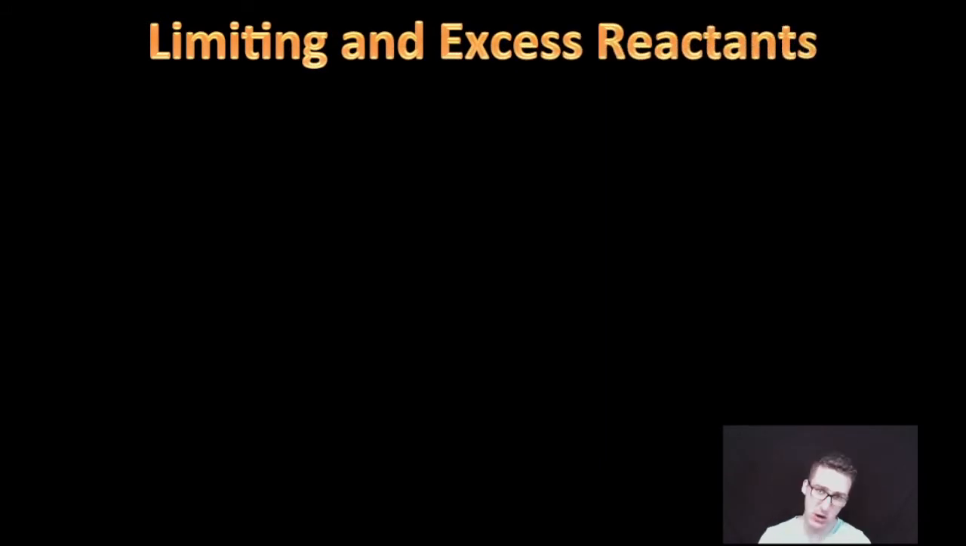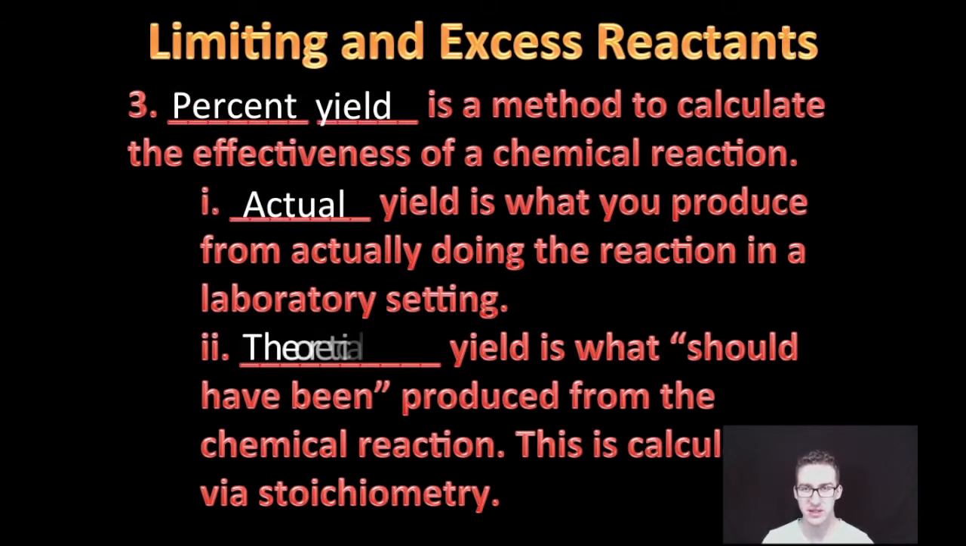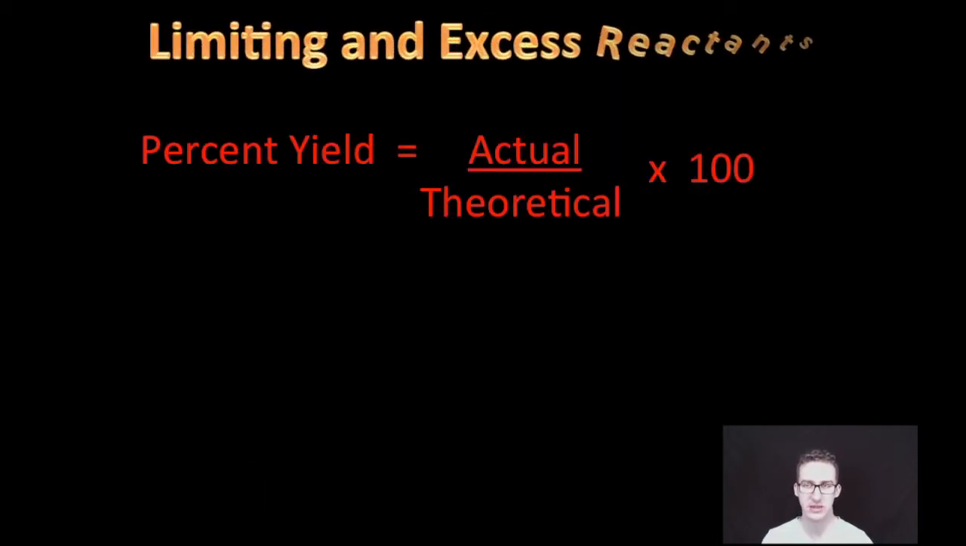And then lastly here, percent yield is simply a method to calculate the effectiveness of a chemical reaction. You're going to be looking at how much you actually make in the lab when you run the reaction versus how much you theoretically should get if you were just doing pen to paper and doing the stoichiometry to figure out how much you should have gotten. Your formula for percent yield is a short but sweet one. You take your actual yield you got in the lab, divide it by theoretical yield, and then multiply that by 100.